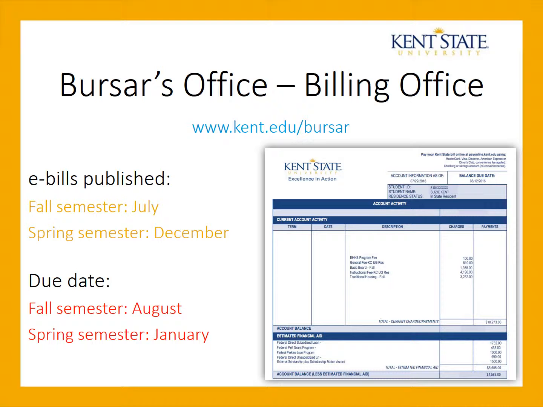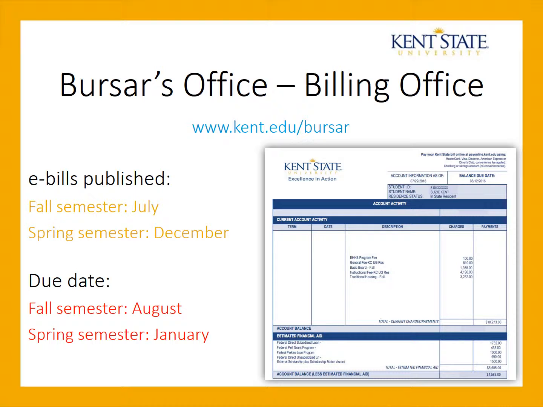Invoices are sent each semester, not for the entire academic year. These invoices are emailed to the student's kent.edu email address. They are no longer mailed. If students have allowed parents access through KSU View, they could also receive notification of an invoice. An e-bill will be sent in July for the fall semester, which is due in August. An e-bill will be sent in December for the spring semester, which is due in January.